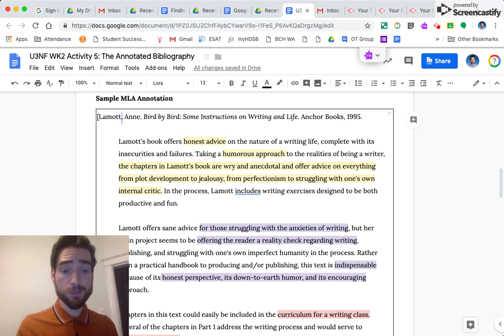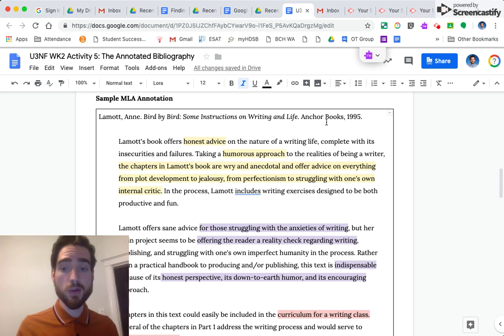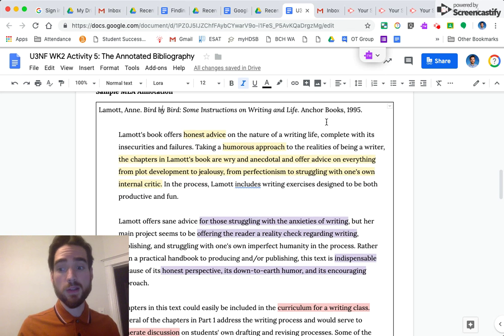Notice that we have MLA format here. We have the last and first name of the author, the title of the book or the article, and then the publisher and the date. Okay, and then if you're finding this online, you might have to include some other components in your citation.